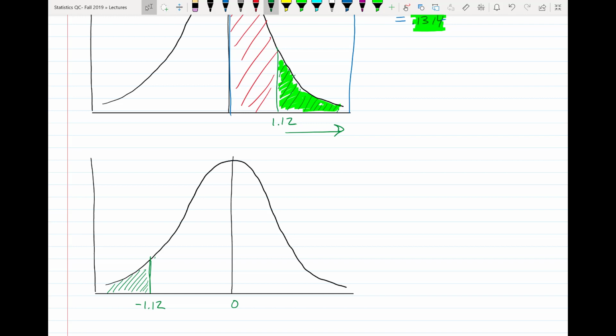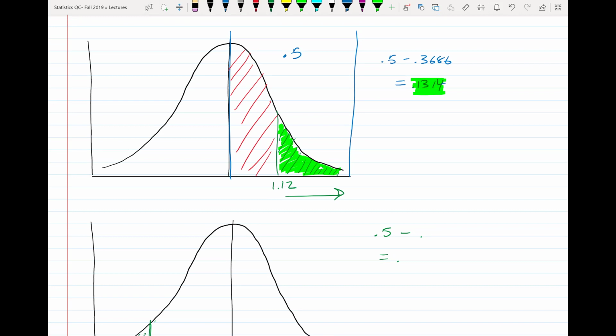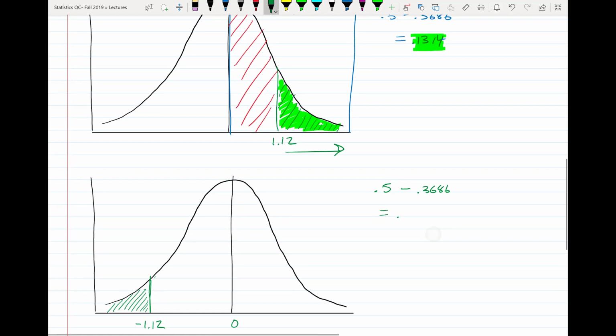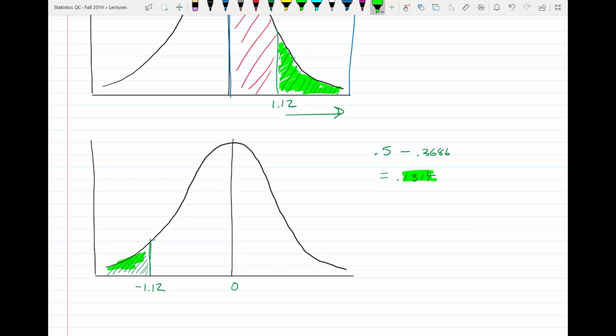It's exactly the same: 0.5 minus the value for 1.12. I didn't do that right, sorry, I put down the z-value. It's 0.5 minus 0.3686, the value from the table, and that again gives us 0.1314, and that is the same value over here.